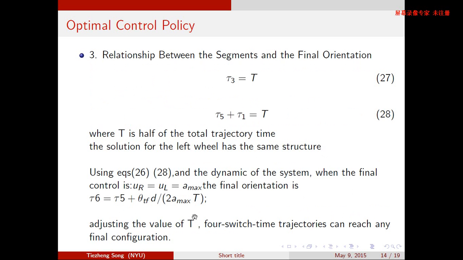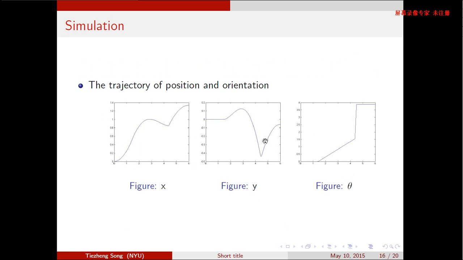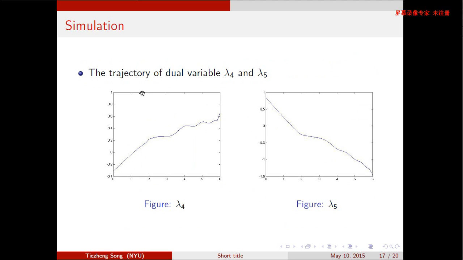By adjusting the value of T for the switch time, trajectories can reach any final configuration. In the end, we can get the simulation of this problem. With these parameters, the control policy and velocity on both of the whales look like this. Here are the trajectories of the position and the orientation. This is the trajectory of dual variables lambda 4 and lambda 5.